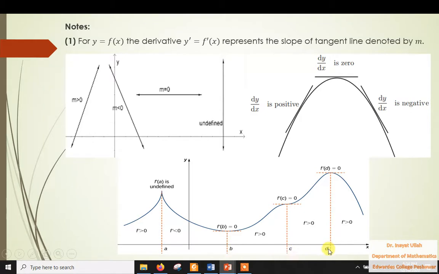So for all these values of x, a, b, c and d: at b, c and d, we see that the derivative of the function is 0, and at x equal to a, we see here that the derivative of the function is undefined. Remember those things. We will study this figure on the coming slide. So just remember how we could specify a point at which the derivative of the function is 0.